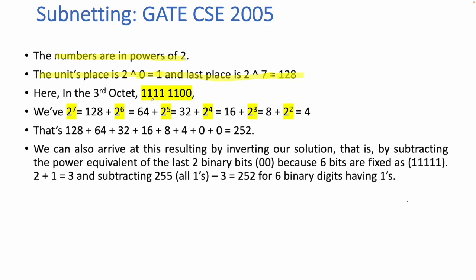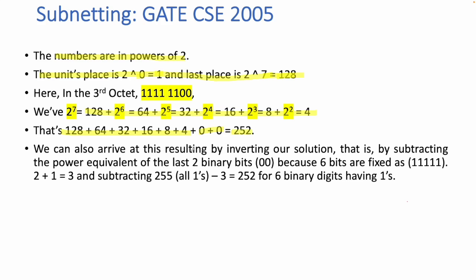In the third octet we have fixed the initial 6 bits, that is the MSB part of this octet. So we have 2 to the power 7, that is 128, plus 64 plus 32 plus 16 plus 8 plus 4 as fixed, right? 2 to the power 7, 2 to the power 6, 2 to the power 5, 2 to the power 4, 2 to the power 3, 2 to the power 2. Whereas 2 to the power 1 is 0 and 2 to the power 0 is also 0. That is, the last 2 bits are 0. So adding the first 6 bits' conversion in decimal gives you 252.